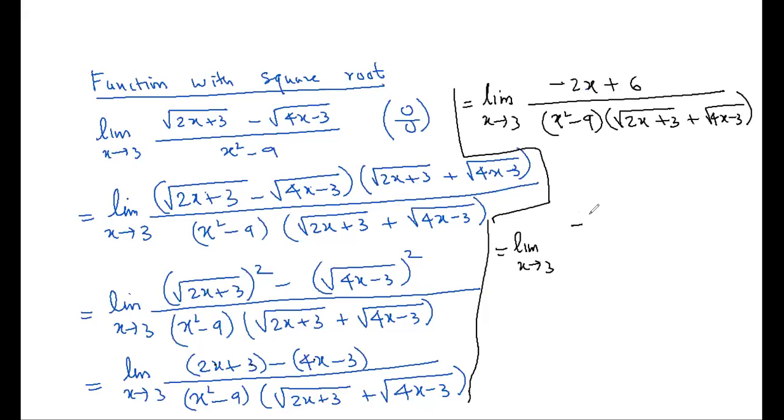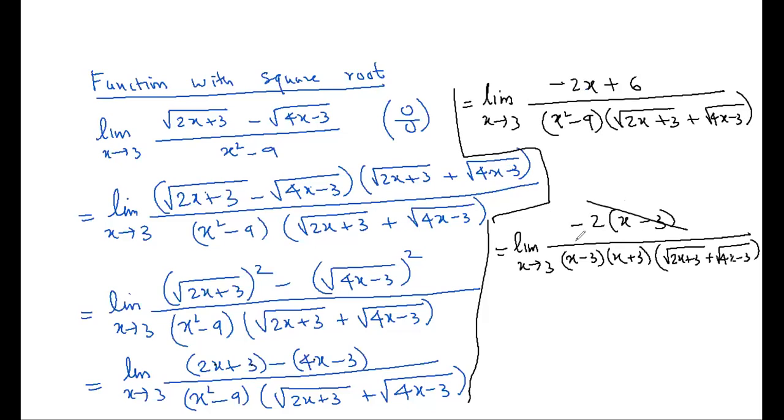If you take a minus 2 common, you will get x minus 3. If you factorize this, you will get x minus 3. Now the x minus 3 common factor cancels. Once you cancel, now don't write limit. Just directly substitute. When you replace x by 3, directly substitute.